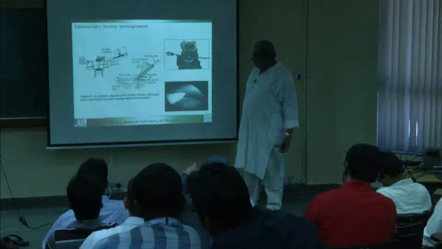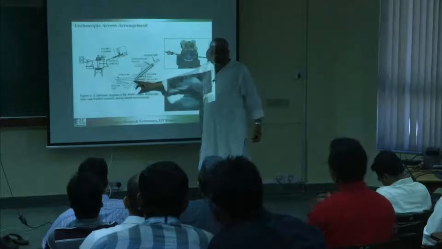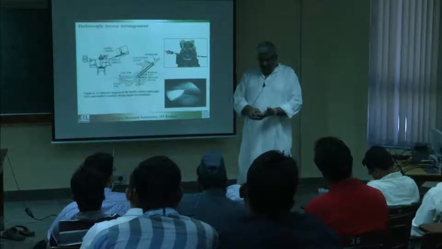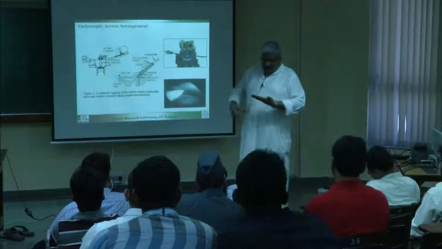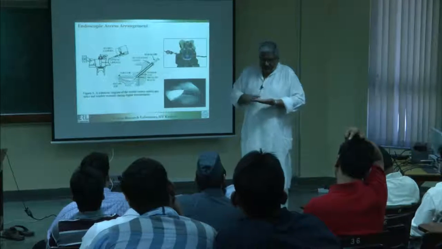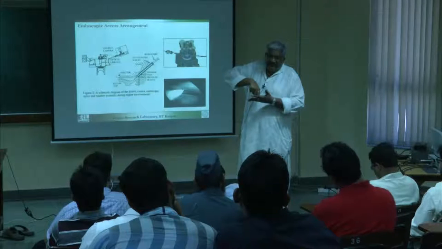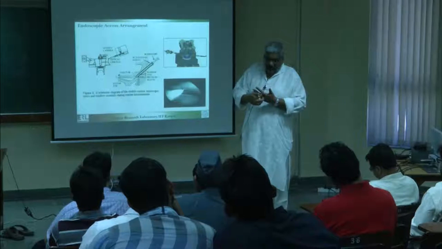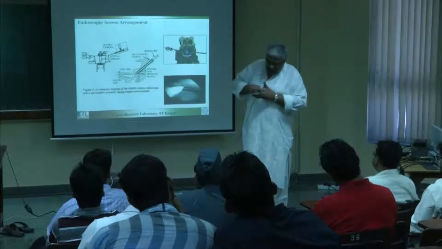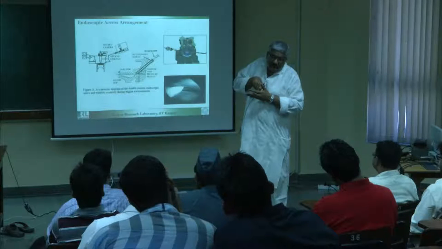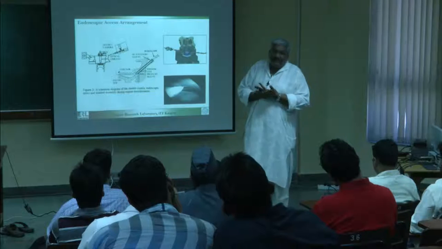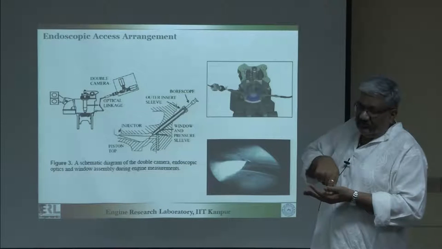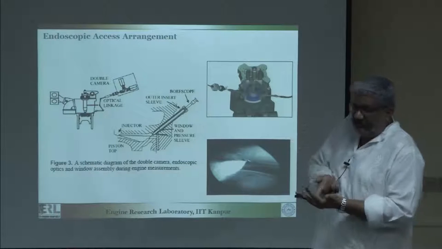Which one? This one. This is quartz. So suppose this is my cylinder here. This is my piston. This is my cylinder head. I make a drill. Then I put a glass window, glass tube, and I seal it here. So only this small glass tube is protruding out, and I do it in such a manner that my piston does not hit it. Then this is sealed here, and in this I put the endoscope, and then I can rotate this endoscope like this.